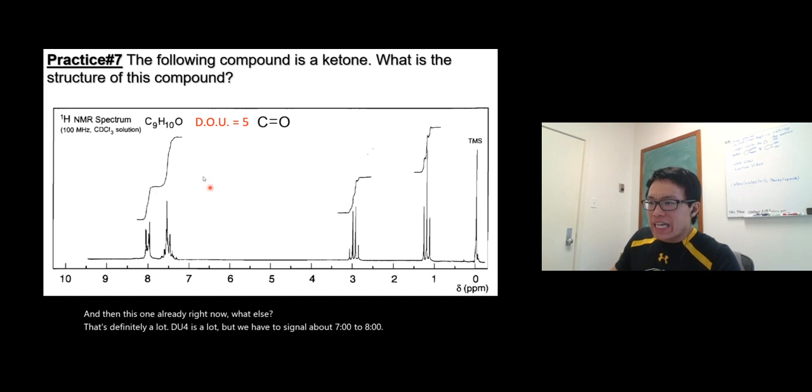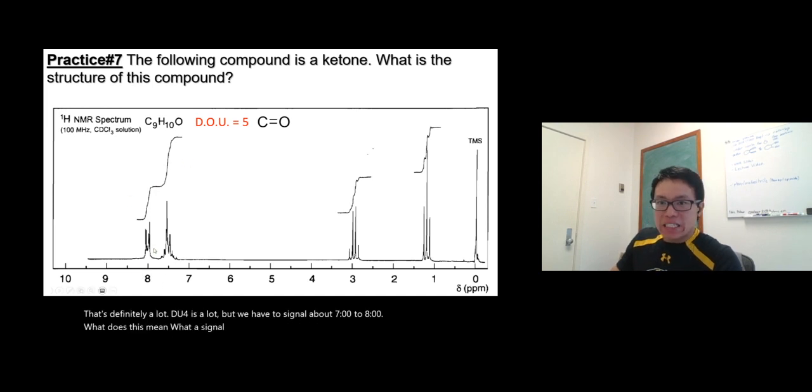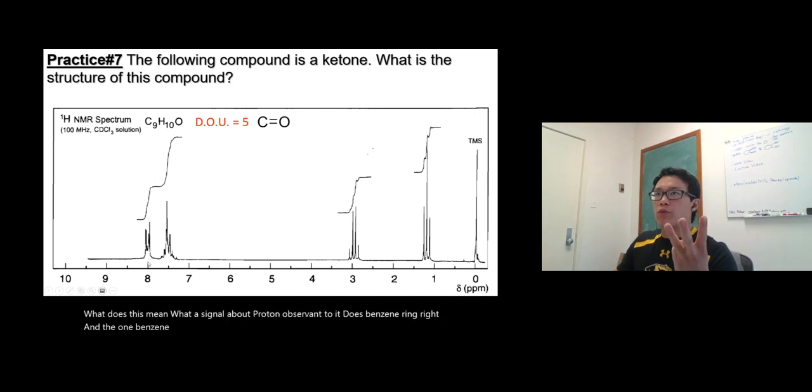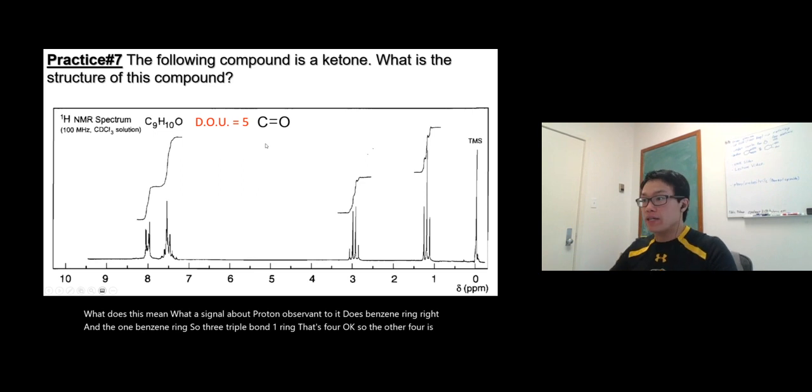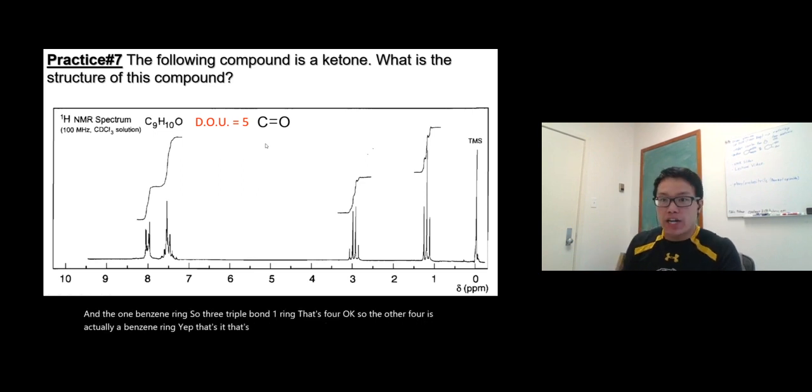What does this mean? A proton signal at 7 to 8, that's a benzene ring, right? And the one benzene ring has 3 double bonds and 1 ring, that's 4. Okay, so the other 4 is actually a benzene ring. Yep, that's it. You kind of get half of the structure now. All right, and then the rest is going to be where to connect them.